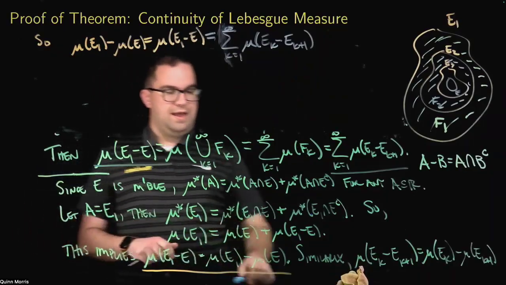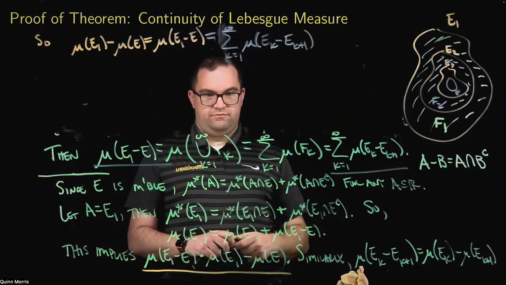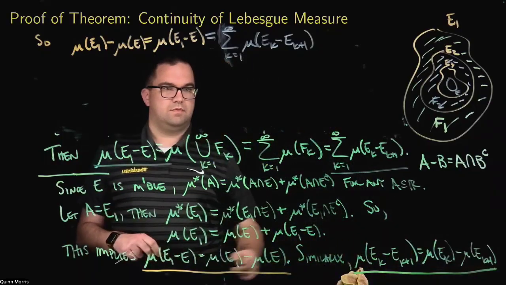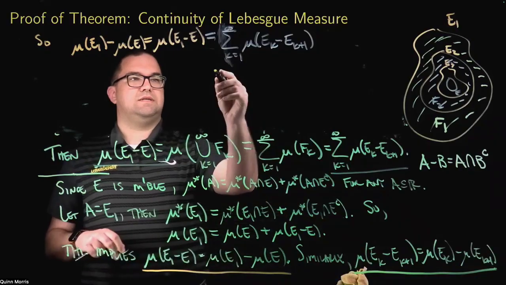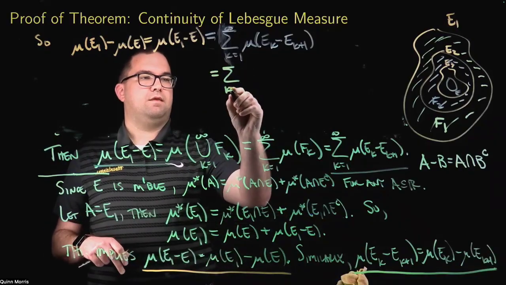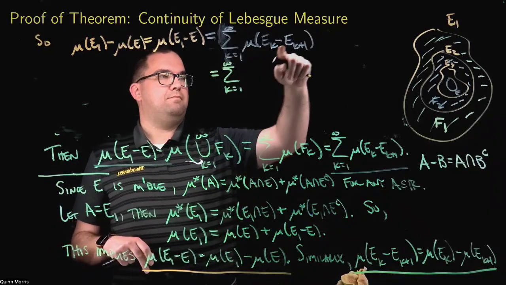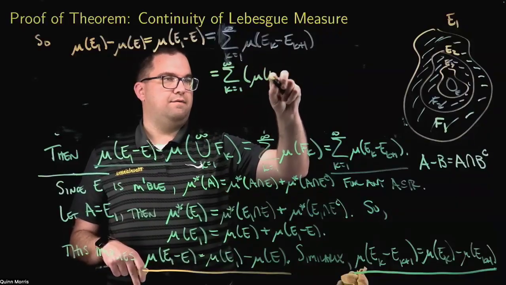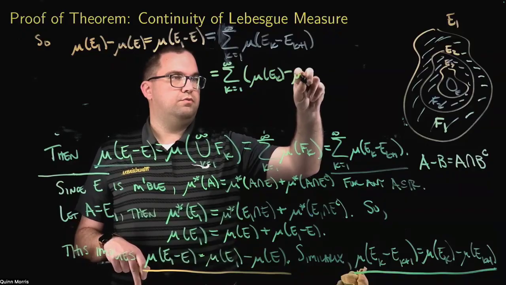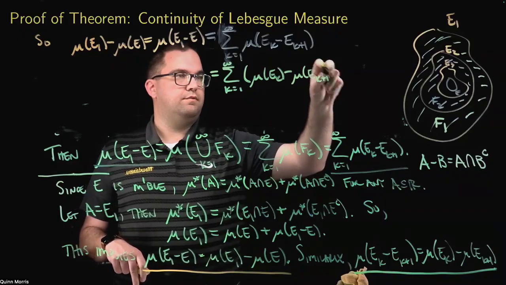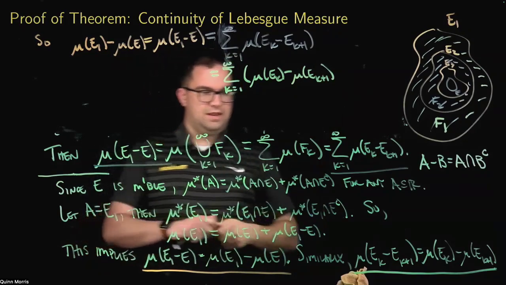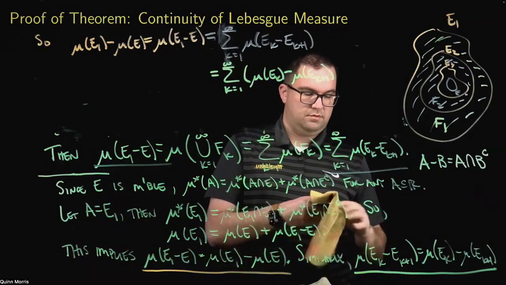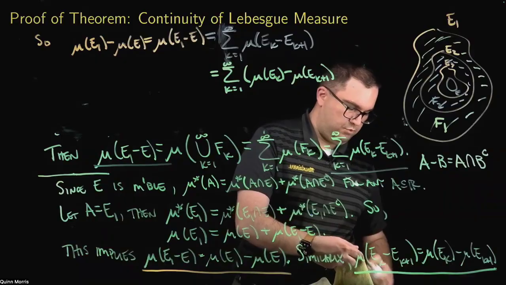All right. But now, from, well, where is it? Right here. Okay. I can rewrite this. This is equal to the sum k equals 1 to infinity. Mu of Ek minus Ek plus 1 is mu of Ek minus mu of Ek plus 1. Okay. And now we can give ourselves some more room because then we've used all of our pieces here.